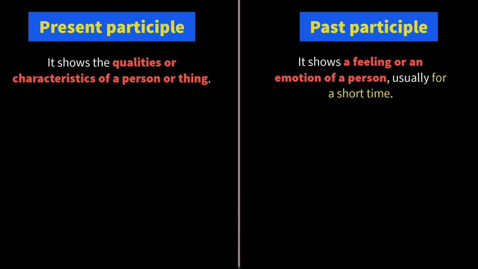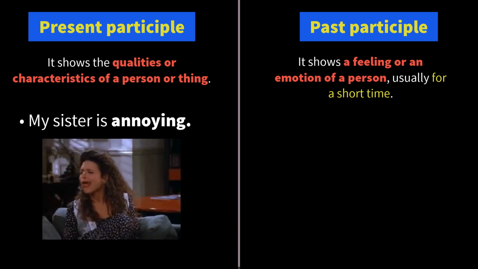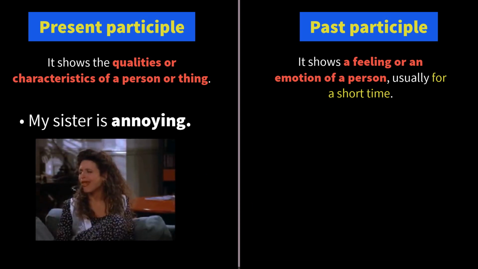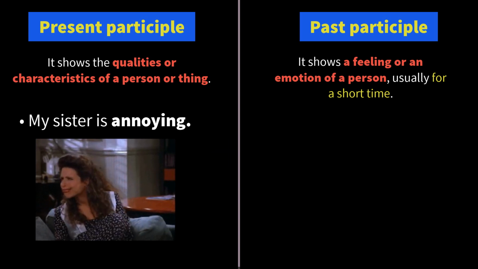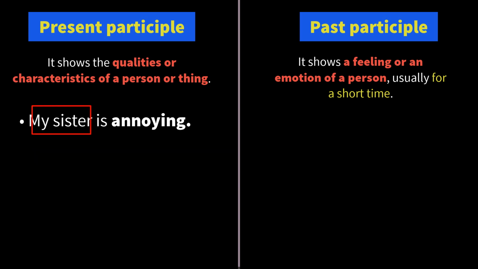Let me give you one more example. My sister is annoying. So annoying here is the present participle working as an adjective giving information about the noun my sister. My sister is annoying. And since she is annoying, we are annoyed. So annoyed here is a feeling, is an emotion that we're getting because of a present participle annoying. The present participle annoying is the cause of this feeling, right? Because she is annoying, we are annoyed.